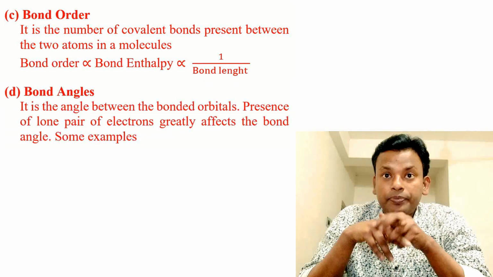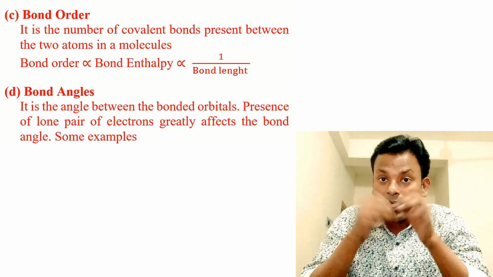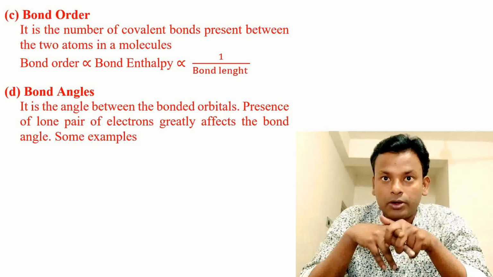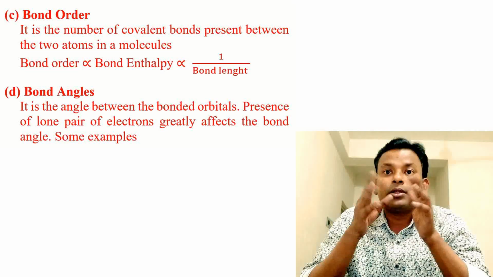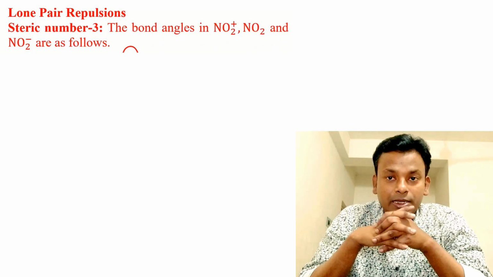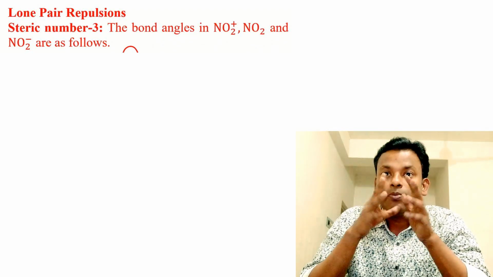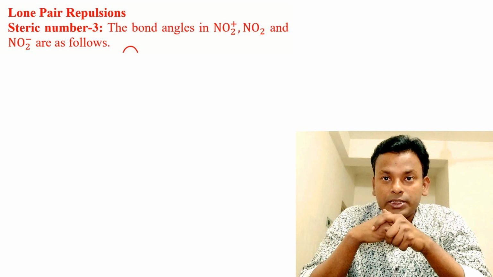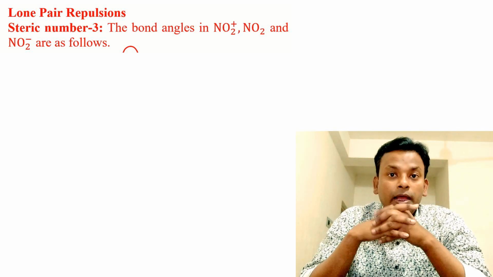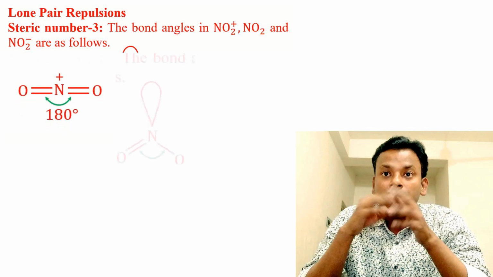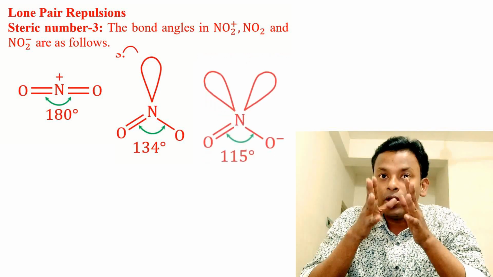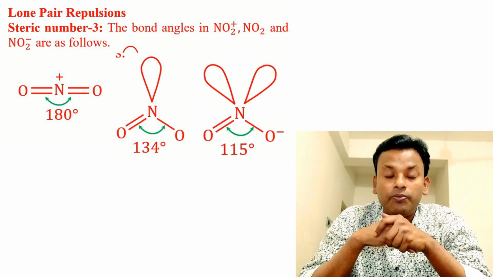D. Bond angle. It is the angle between the bonded orbitals. The presence of a lone pair of electrons greatly affects the bond angle. Some examples of lone pair repulsion, steric number is 3. Bond angles in NO2+, NO2 and NO2- are as follows. NO2+ has 180 degrees, NO2 has 134 degrees and NO2- has 115 degrees.